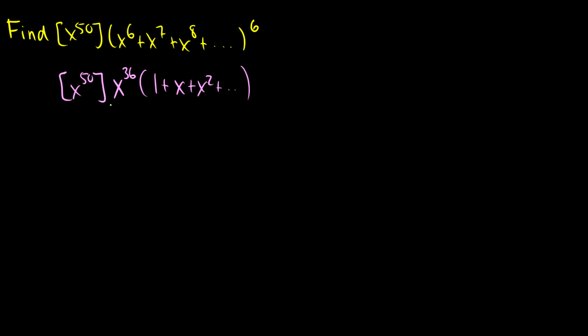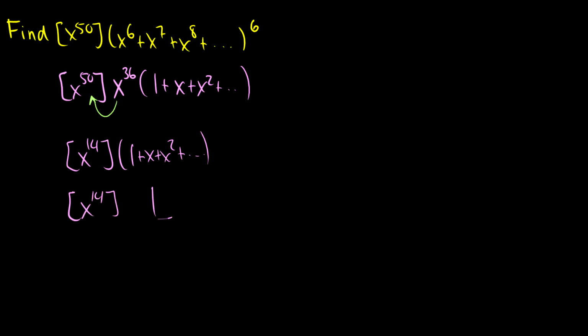Because this is shifted over now, we'll just shift it back, and we'll be left with x to the 14 of 1 plus x squared plus ... And this is pretty simple now, because this is just saying I want x14 of 1 over 1 minus x. And we know that 1 over 1 minus x just is the 14th coefficient of 1 plus x squared plus x cubed plus ... forever. So this is really just 1.